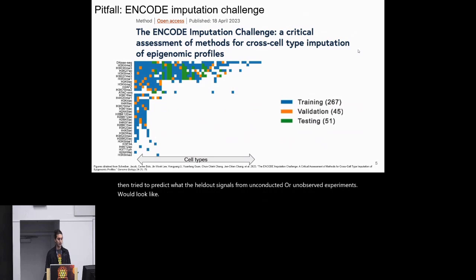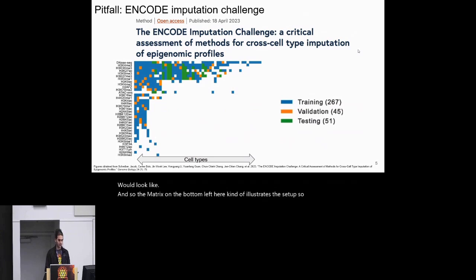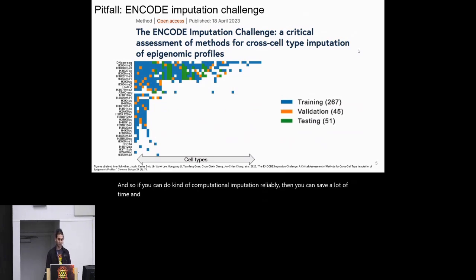And so the matrix on the bottom left here kind of illustrates the setup. On the x-axis, we have different cell types. On the y-axis, we have the different targets. And then the task here is to take the blue and orange experiments and predict the green ones from them. And the matrix is so sparse because, again, these experiments are very expensive to run. And so if you can do computational imputation reliably, then you can save a lot of time and money by filling in this matrix.